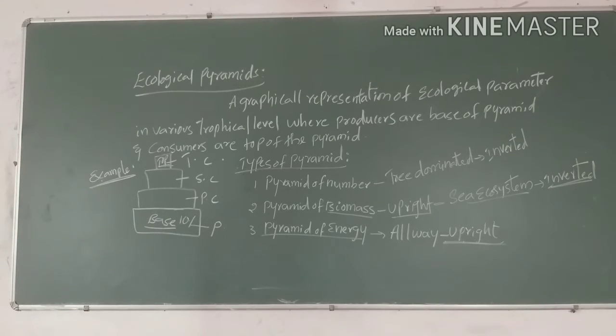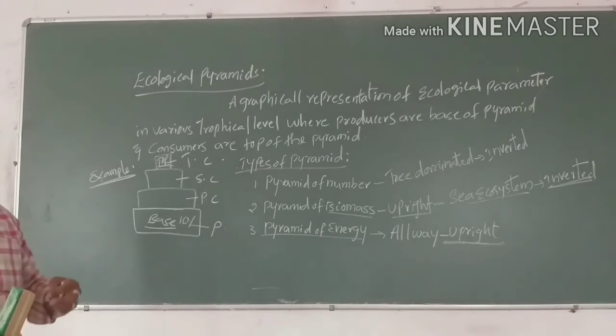Here the pyramid of number, in a tree-dominated ecosystem, as already said, such as a forest, is always inverted or spindle shaped. If you take biomass, in a fish-dominated biomass, that is in a sea ecosystem, here it is always inverted. But the pyramid of energy is always upright only.